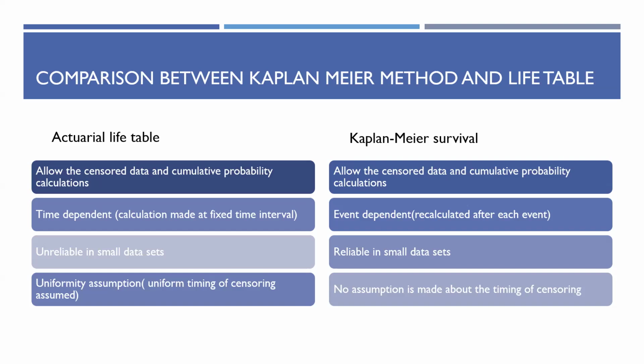Life table is time dependent, whereas Kaplan-Meier is event dependent. Life table is unreliable in a small data set, whereas Kaplan-Meier is reliable in small data sets. Life table shows the uniformity assumption, whereas in Kaplan-Meier no assumption is made about the timing of the censoring.